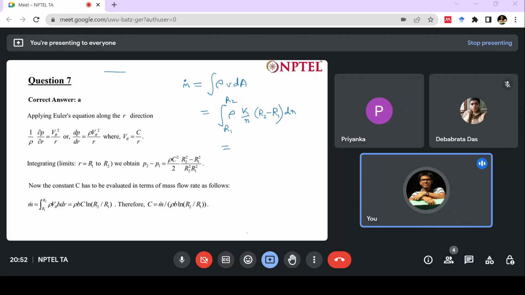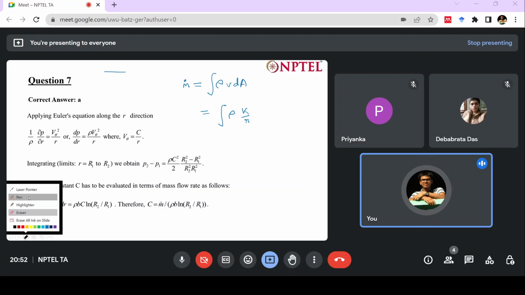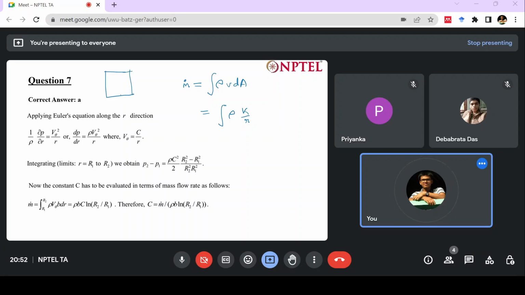So basically, dA we have to do now. So dA is my cross section. This is my square cross section. One direction is your R, right? And another direction is your Z. So there is no variation taking place with respect to Z, right?